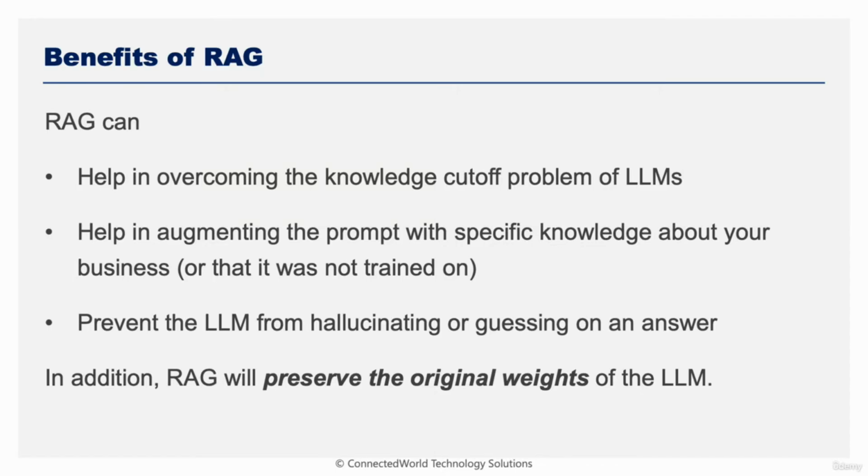Next, RAG can help in augmenting the prompt with specific knowledge about your business that your LLM is not trained on. Again, this is because the LLM is trained on a public corpus of knowledge and your business has some private information that you want the LLM to know. And finally, RAG architecture can prevent the LLM from hallucinating or guessing on an answer. Sometimes, when you have documents that will actually answer the question and you supply this to the LLM, you are helping the LLM to give the correct response rather than guessing on an answer. In addition, RAG will preserve the original weights of the LLM as we discussed earlier.